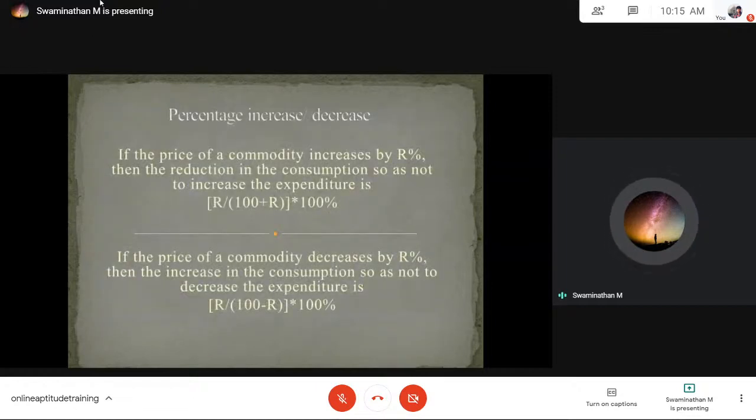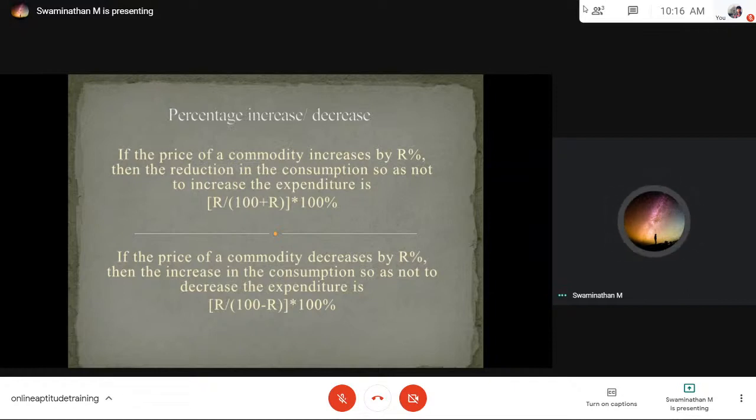Next one is percentage increase or decrease. If the price of a commodity increases by R%, then the reduction in consumption so as not to increase the expenditure, so your expenditure will be the same. If the price of the commodity is increased and you don't want to increase the expenditure, how much percentage do you have to reduce the consumption? That is the point here. If the price is increased by R%, then you have to reduce your consumption by R by 100 plus R into 100%.